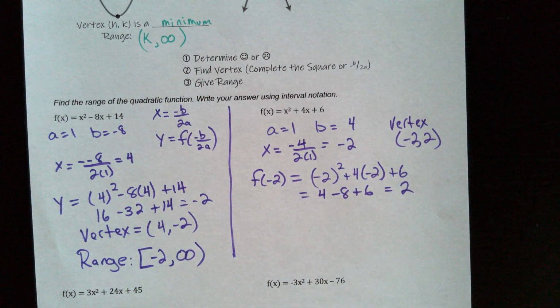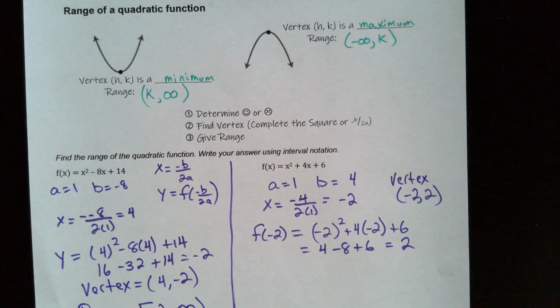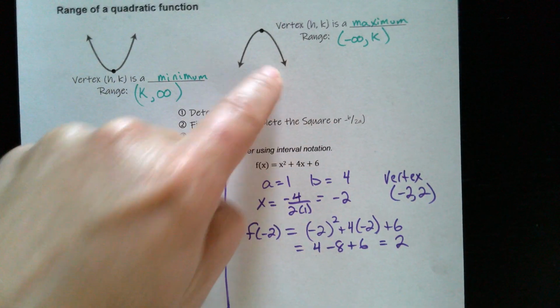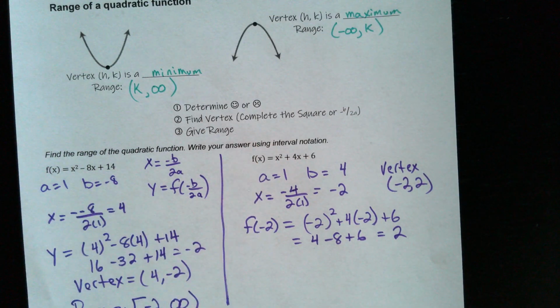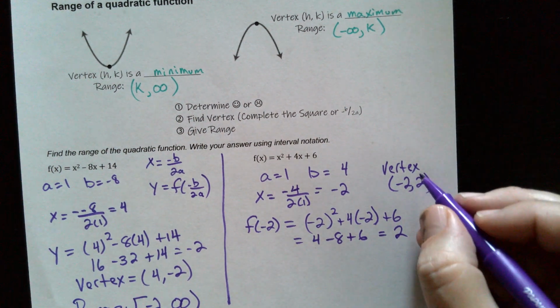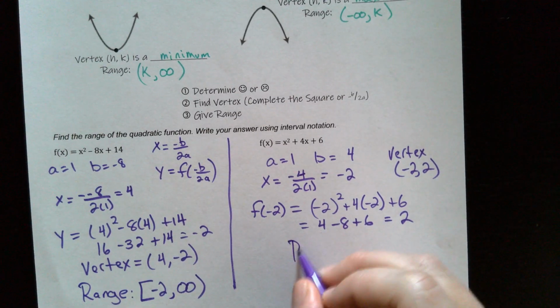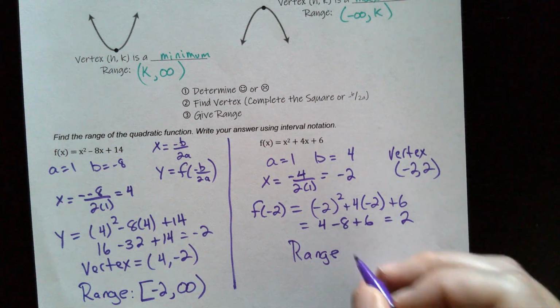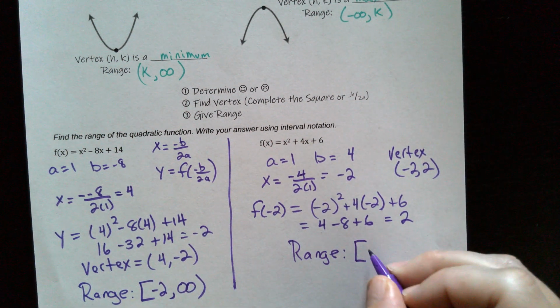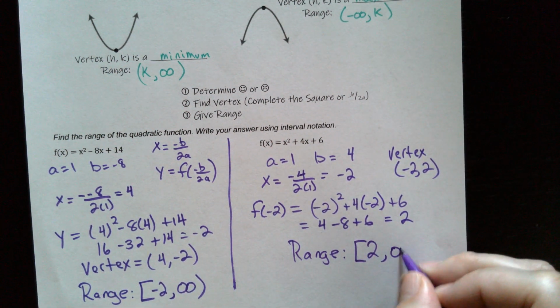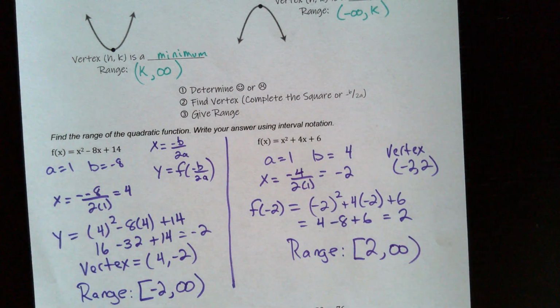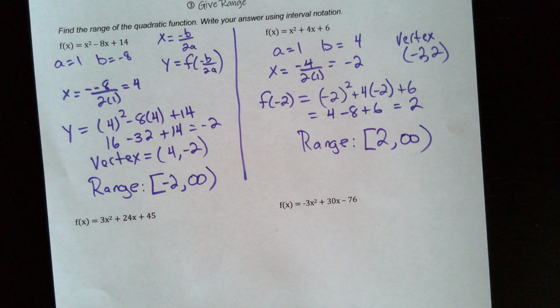Now, is this a maximum or a minimum? Well, does it open up or does it open down? This is positive in front, so it opens up. So this is a minimum. The y value there is a minimum. So our range goes from 2 to infinity. Okay, let's do these last two.